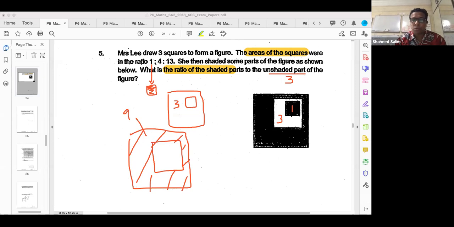So the shaded part is which one? This is the shaded part. So it's 9 plus 1 is 10. 10 is to 3. Do you get it or not?